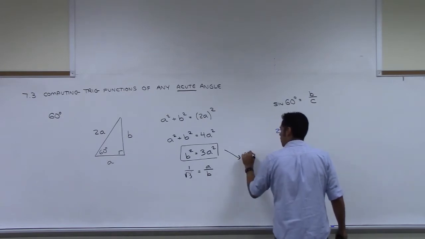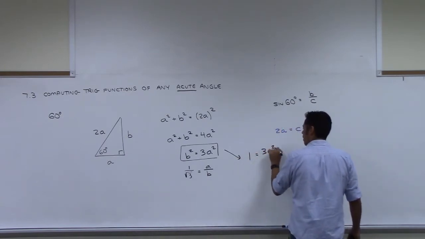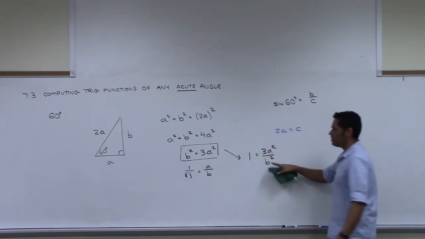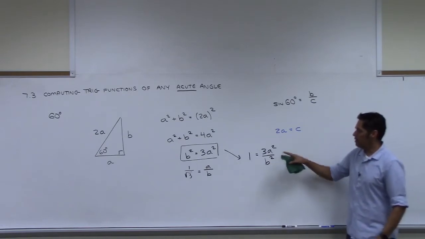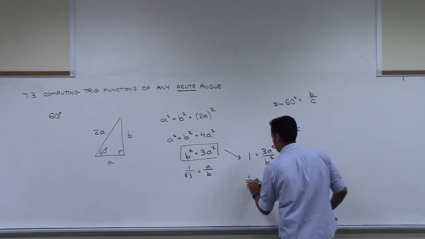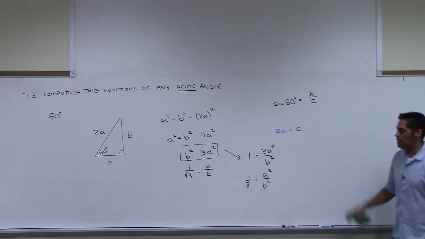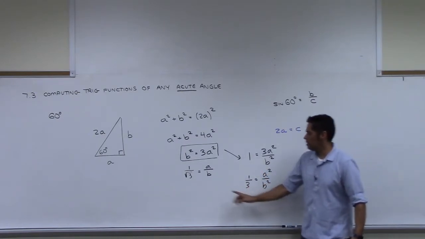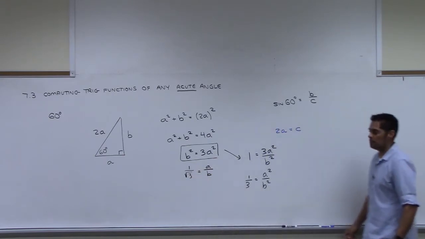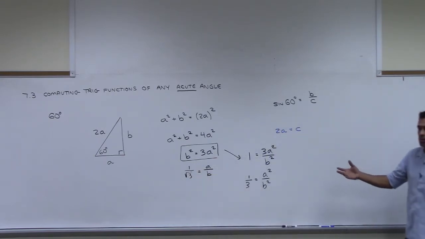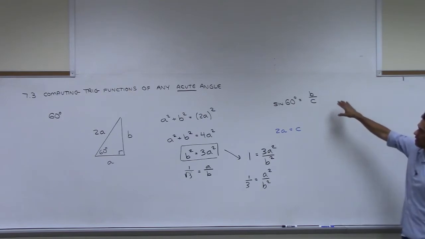I'll show it. 1 equals 3A squared over B squared. So I divided both sides by B squared, right? Then divide both sides by 3, right? And then take the square root on both sides, and you get this. I'm just doing that to have that relationship there for us. Let's go back up to this, though.